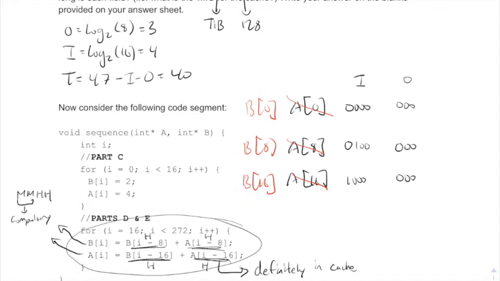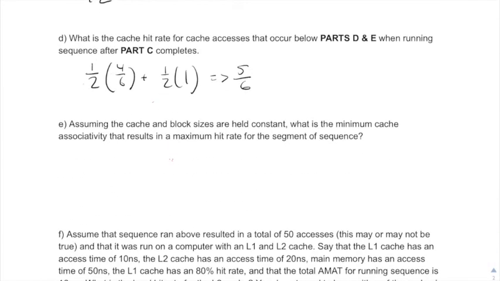However, if we had a two-way cache, we wouldn't have to worry about both A and B being subjected to the ping-pong effect. Therefore, we can say that the minimum cache associativity here needs to be a two-way set associative cache.